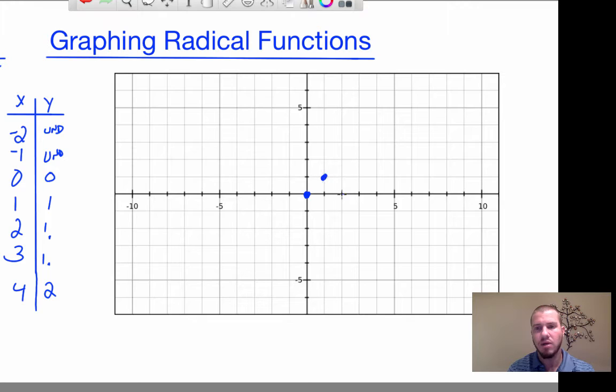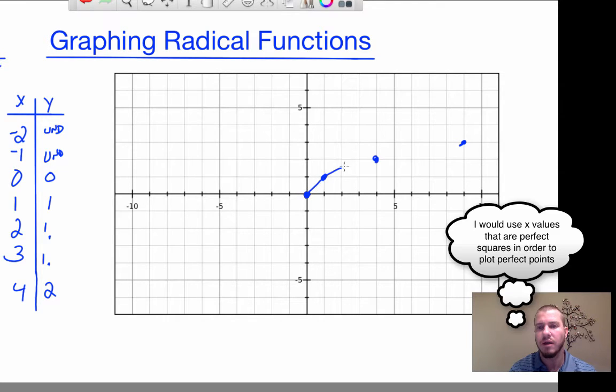So when I go ahead and plot these, I have the point (0, 0), the point (1, 1), and the point (4, 2). And if you can tell, my next one that's at a whole number would be where x is 9 and the y becomes 3. So it looks something similar to this.